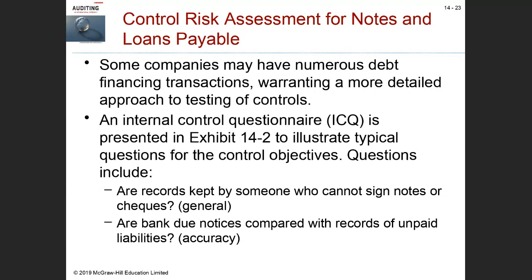The next point says, are bank due notices compared with records of unpaid liabilities. So if we have unpaid liabilities, the bank sends us a notice saying, hey, you haven't paid something. Well, do we have that recorded as a liability or not? Right? So relying on outside documents to ensure that our accruals and amounts are appropriate.